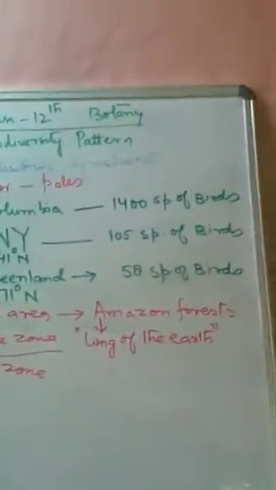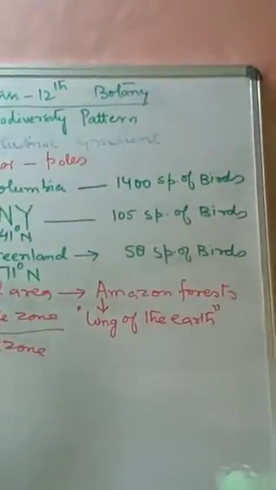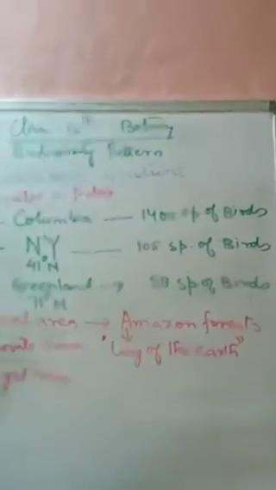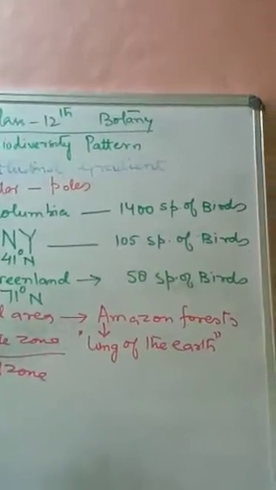Now, as compared to the temperate zone, let us talk about the tropical area. Here the environmental conditions are somewhat the same. They remain the same throughout the year.